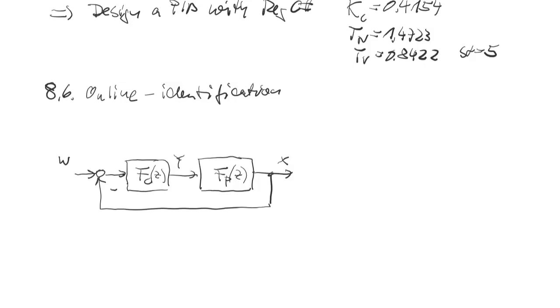Okay, during runtime, the method samples continuously the input of the process and the output of the process. So here you get values yn, xn.